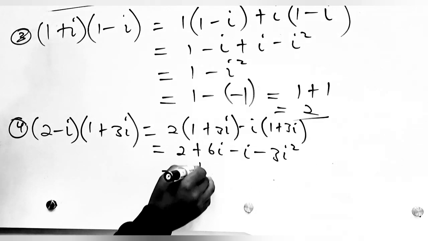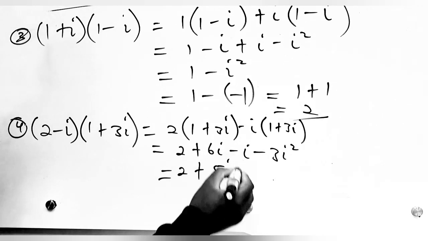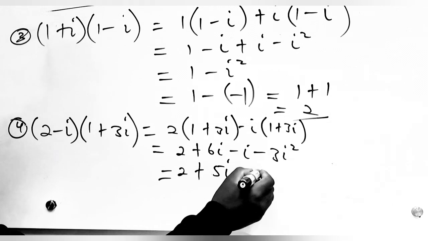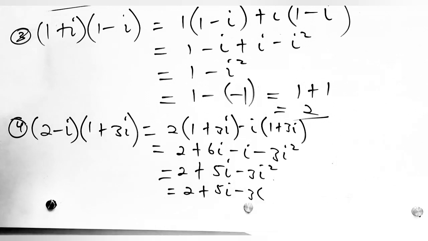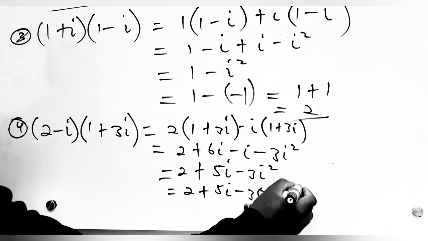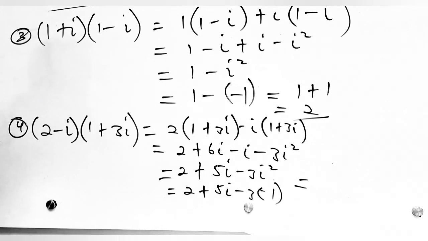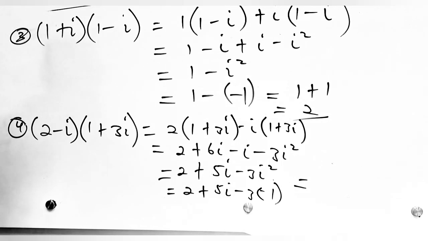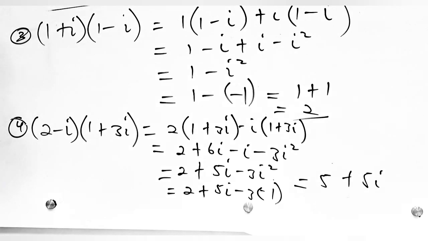This is equal to 2 plus 6i minus i, which is 5i, then minus 3i squared. So this is 2 + 5i - 3i². We know that i squared is equivalent to minus 1. So this simplifies to 2 plus 5i, and minus 3 multiplied by minus 1 is 3. Then 3 plus 2 is equal to 5, which is our real part, plus our imaginary part, which is 5i. Then we can factor out a 5, or we can just leave it like that.